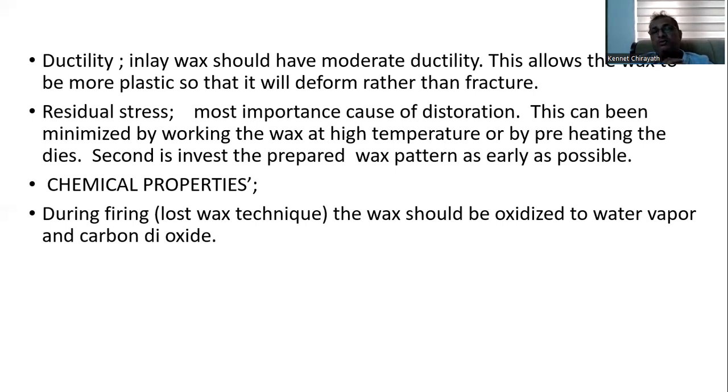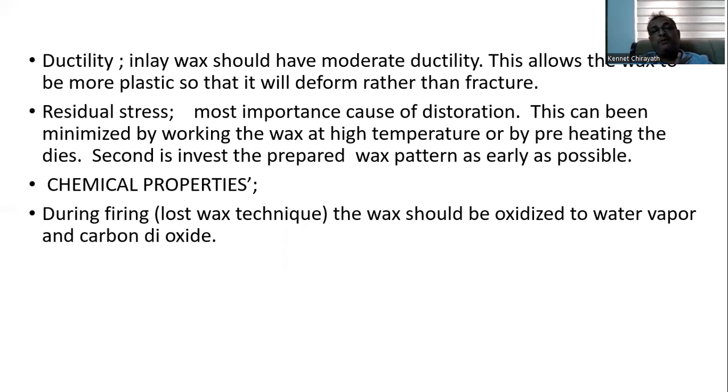So this is to prevent the residual stress that will be there in the wax, which can cause distortion. This can be minimized by working the wax at high temperature and by preheating the dies. The second step is investing the prepared wax pattern as early as possible.